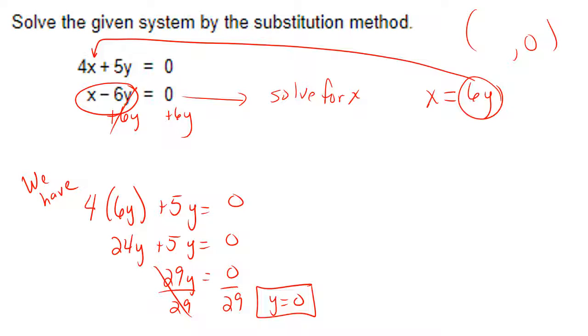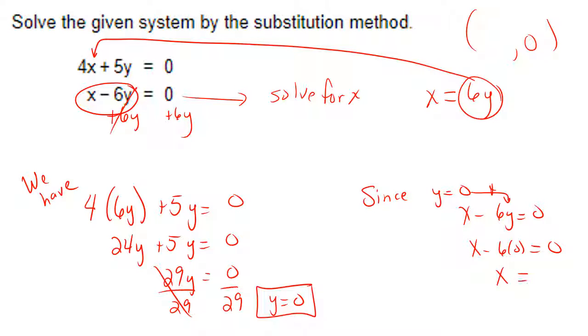So we will now take the y equals 0 and choose either equation you wish. It would be easier just to choose the second one. And we will substitute in the 0 for the y. When I do this, I notice that x is also equal to 0. So the complete solution is 0, 0. Hope you see how substitution can help you out when solving a system of equations.